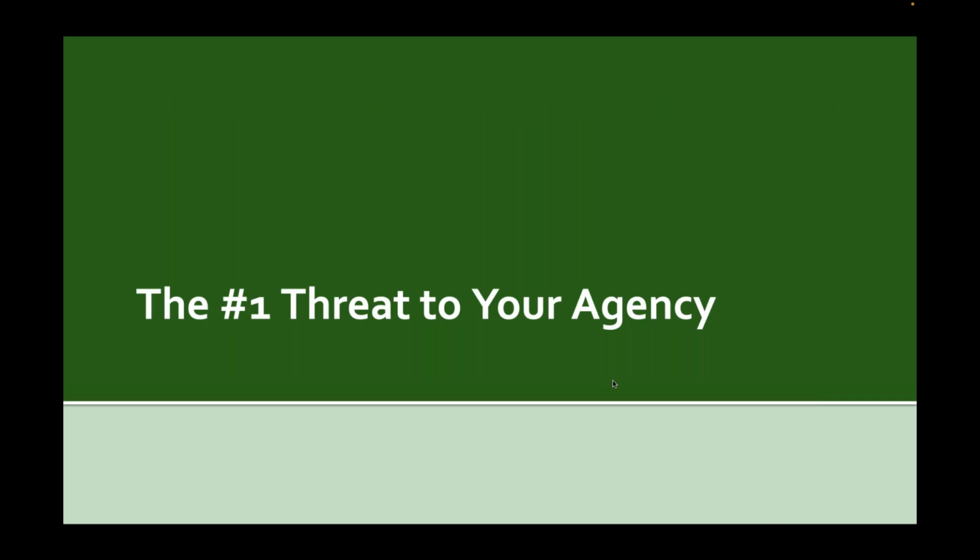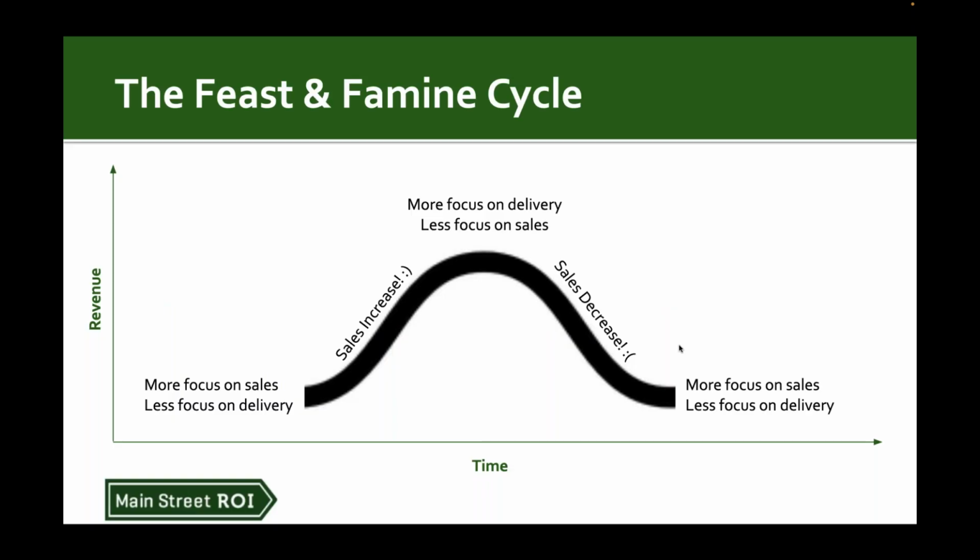The first thing I'm going to be discussing is the number one threat to your agency. Many of our prospective partners and existing partners who have partnered with us are familiar with this threat. It's the feast and famine cycle. It's essentially the problem that many of our partners run into, where they can't strike the right balance between sales and delivery of services. This can be due to taking on too many projects. It could also just be due to capacity issues.